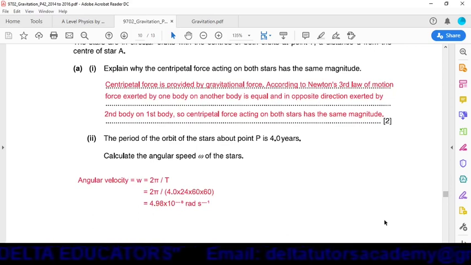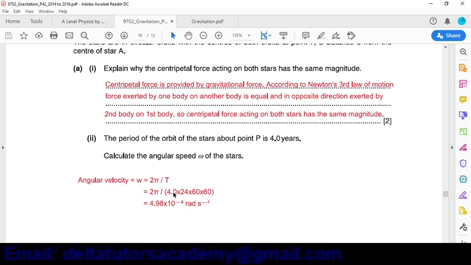The period of the orbit of the stars about the point P is 4 years. Calculate the angular speed omega of the stars. Angular velocity omega is given as 2 pi over T, where T is the time period. The time period is given in years. It is 4 years.